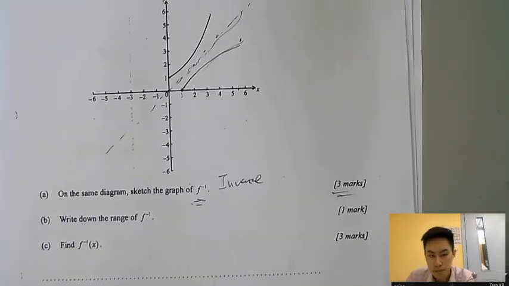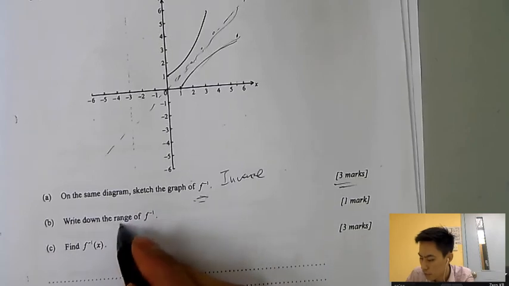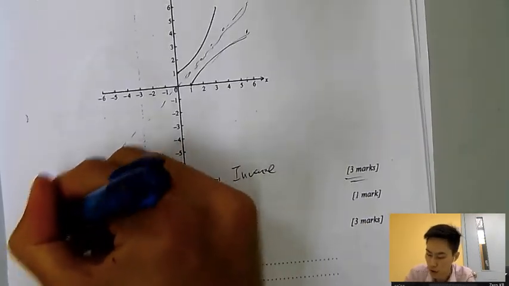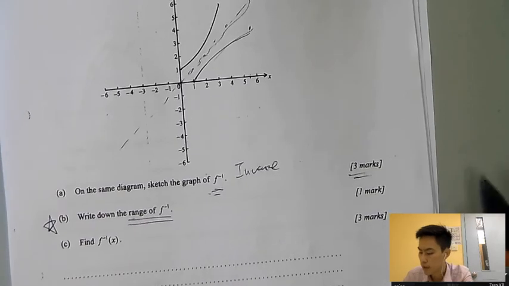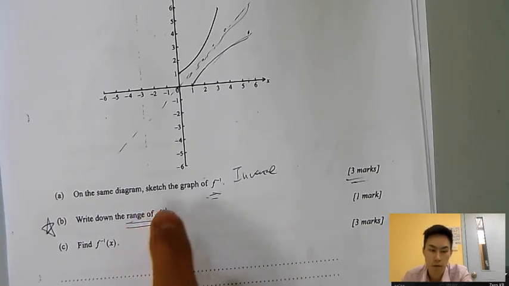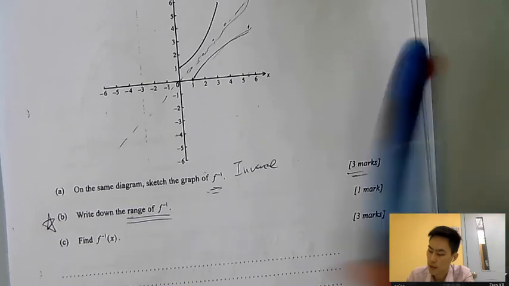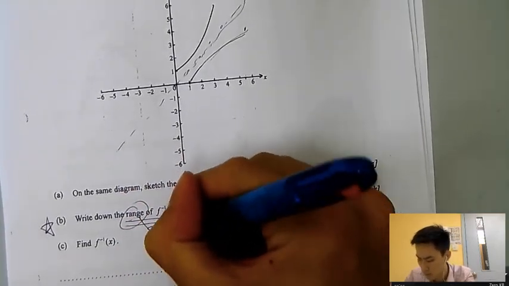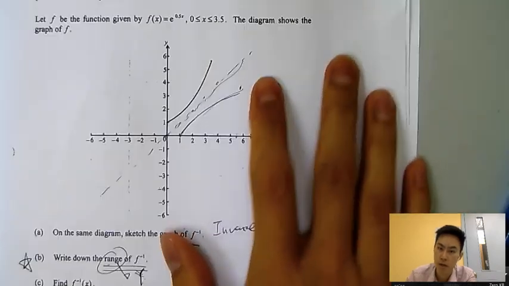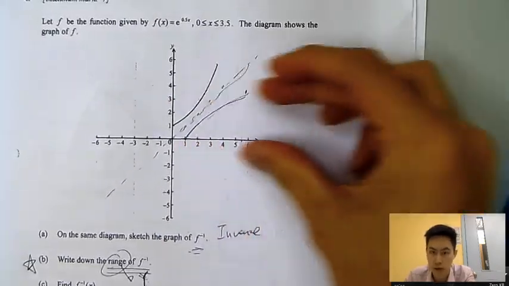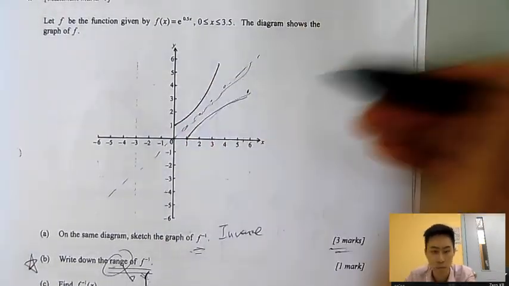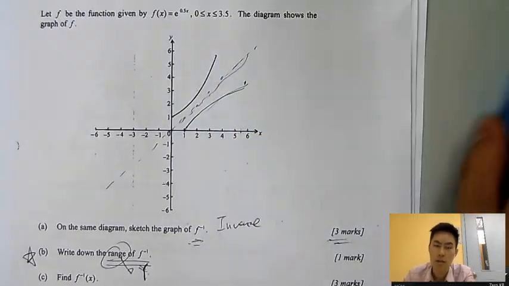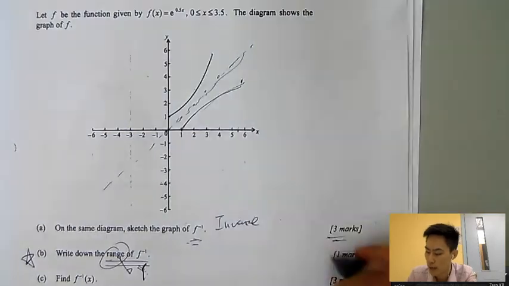Easy. And then write down the range of the inverse. This one you can put a star on it, because it is a bit tricky. Range of the inverse. We know that the range looks at y, meaning the y range. The inverse function refers to this graph, but how do I know where the maximum point is? For this one, there's a trick. Why is it just 1 mark?